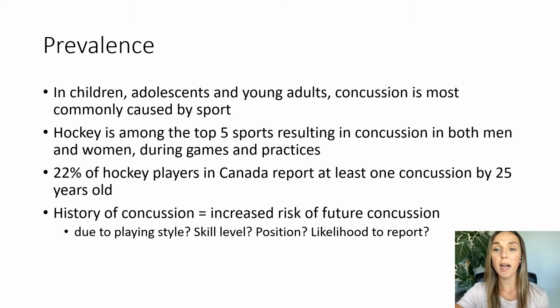It has been noted that athletes with a history of concussion are at an increased risk of future concussion. It's often thought to be a result of physiological changes in the brain after a concussion. However, we also have to consider other things such as the type of athlete that's getting a concussion. Other features of the athlete may be to blame for the repeated concussions, such as their playing style, skill level, position, likelihood to report a concussion, among other factors.